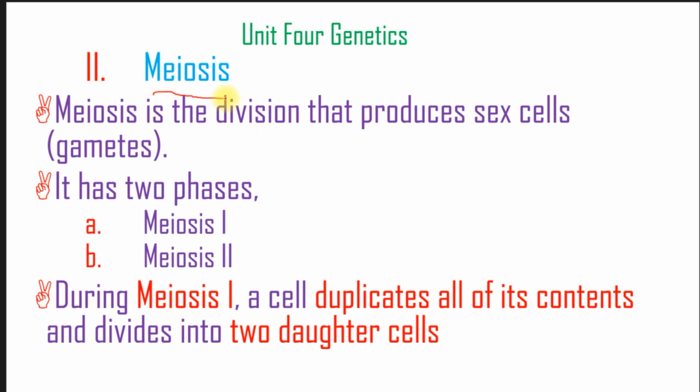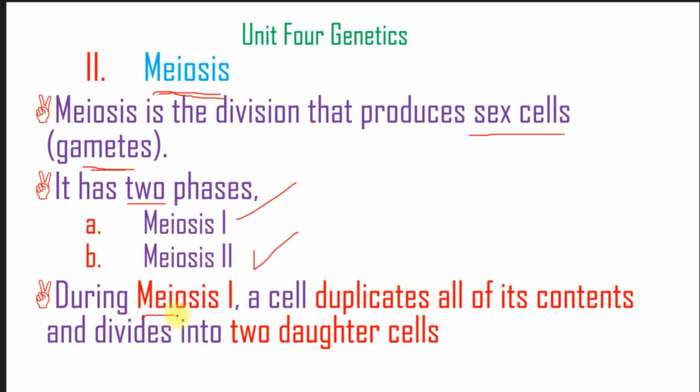So meiosis generally. Meiosis is a division that produces sex cells, or what? Gametes. Meiosis is a type of cell division that is important to produce sex cells. It has two phases, as I told you before, known as meiosis first and meiosis second.